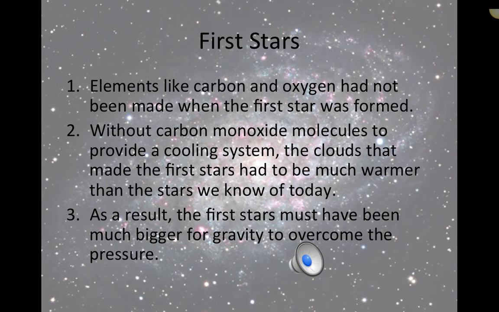First stars. Elements like carbon and oxygen had not been made when the first star was formed. When the Big Bang occurred, it only produced hydrogen and helium. Without carbon monoxide molecules to provide a cooling system, the clouds that made the first stars had to be much warmer than the stars we know of today. As a result, the first stars must have been much bigger for gravity to overcome the pressure.